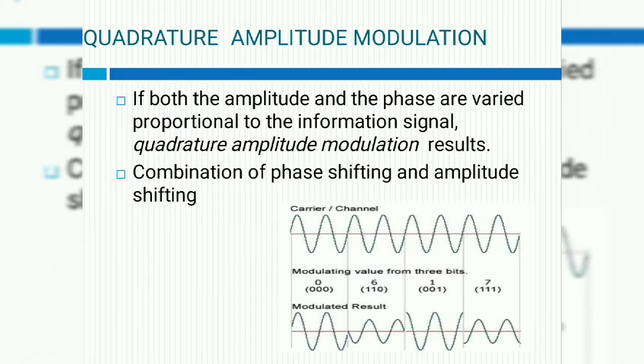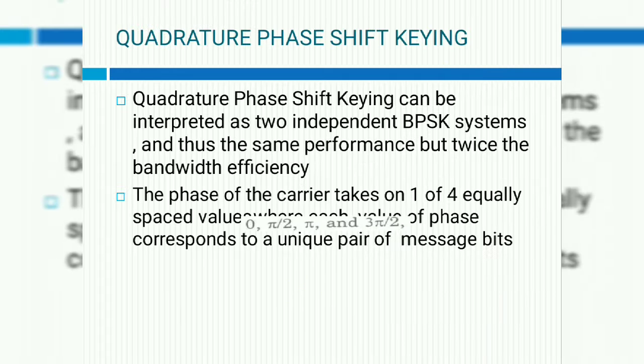If both the amplitude and phase are varied with respect to the information signal, quadrature amplitude modulation results. So in quadrature amplitude modulation, amplitude and phase are both going to vary. The combination of phase shifting and amplitude shifting is shown in this waveform. See here, here phase is going to shift, and here amplitude is shifted.